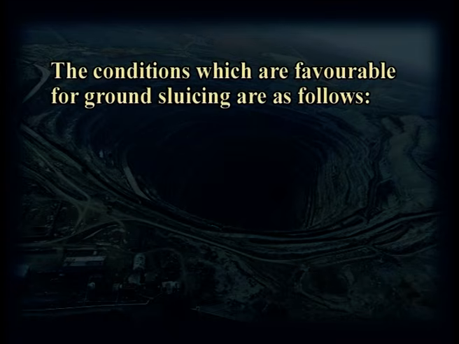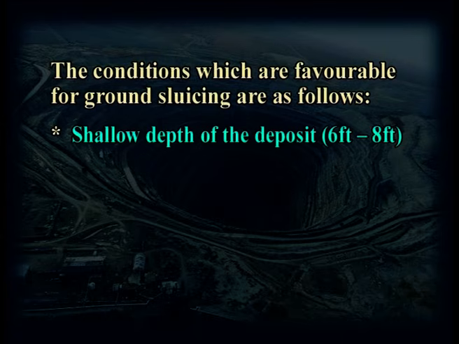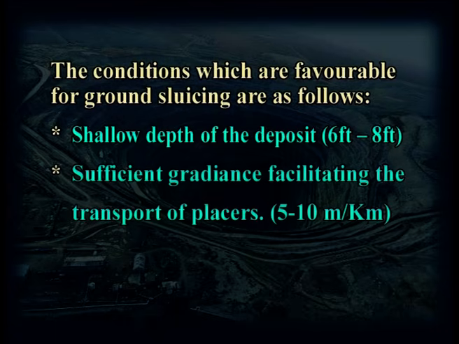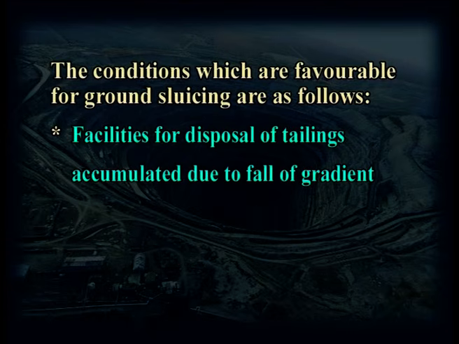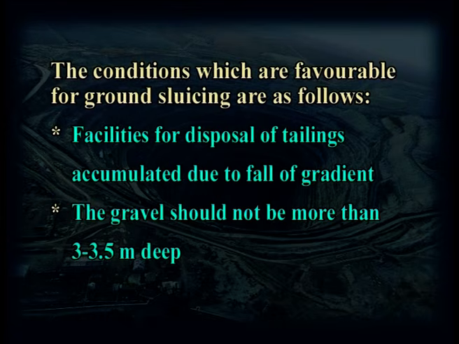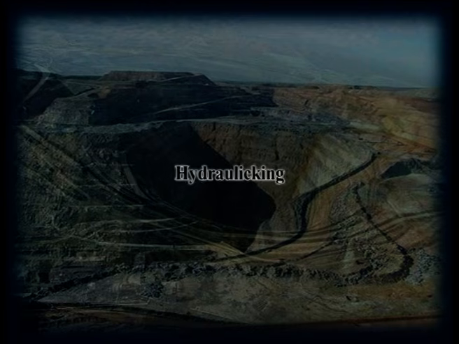The conditions which are favorable for ground sluicing are as follows. Shallow depth of the deposits, around 6 feet to 8 feet. Sufficient gradients facilitating the transport of placers, 5 to 10 meters per kilometer. Then a copious supply of water, and facilities for disposal of tailings accumulated due to the fall of gradient. The gravel should not be more than 3 to 3.5 meters deep.